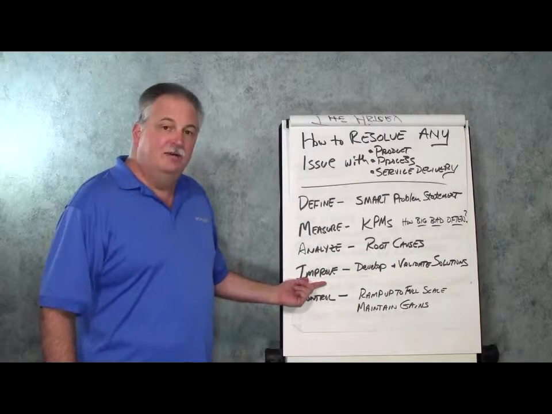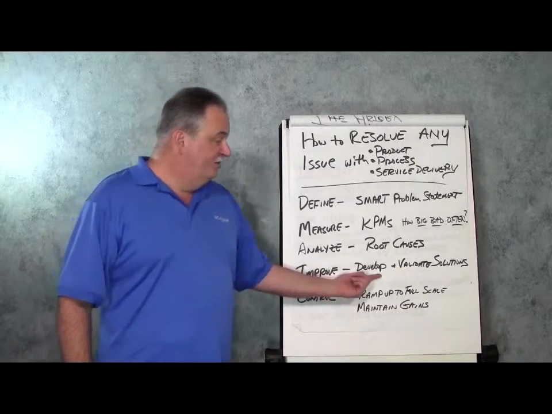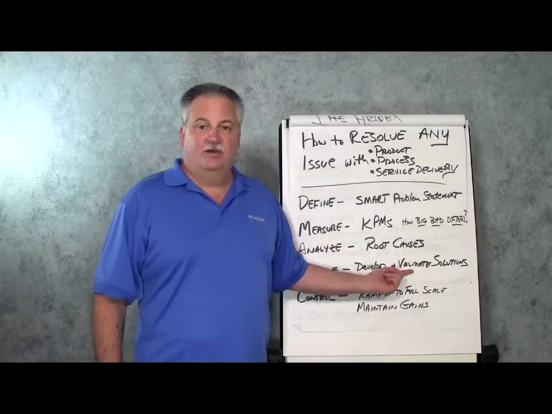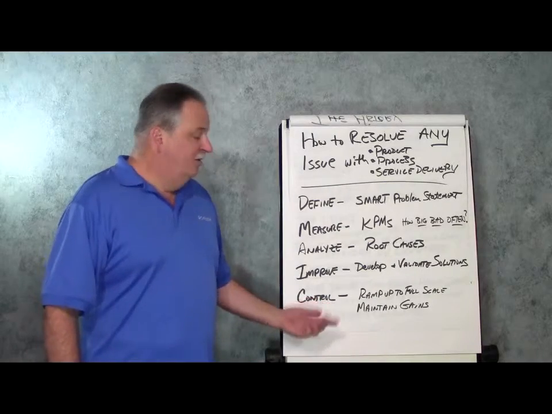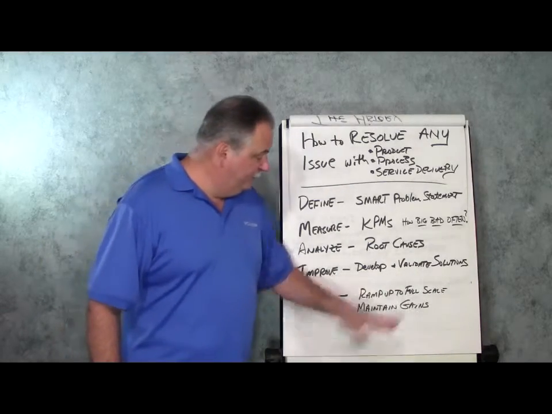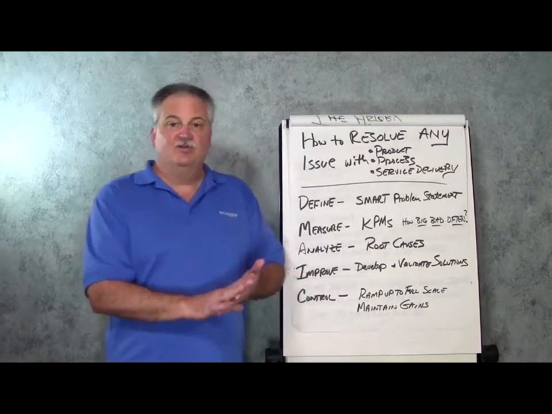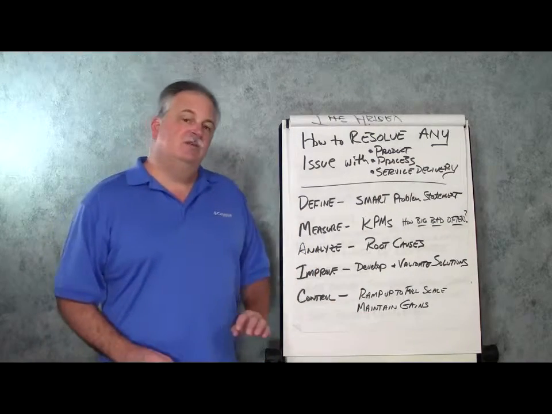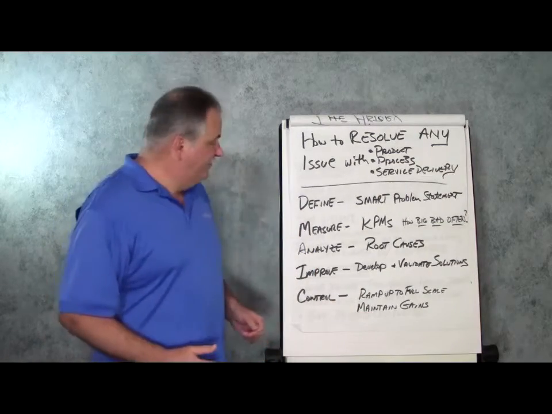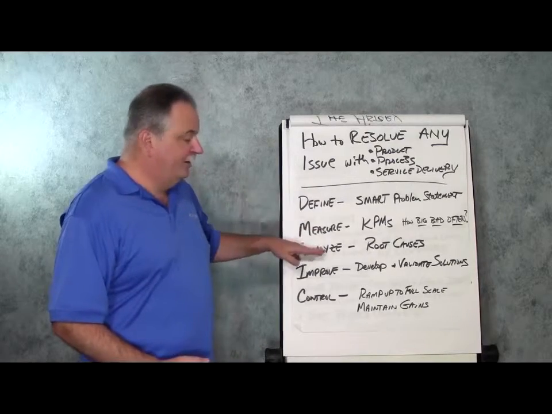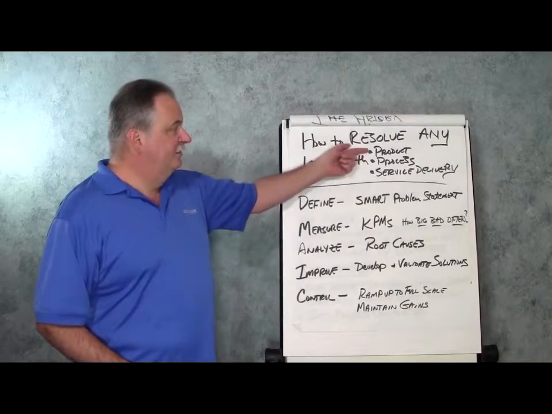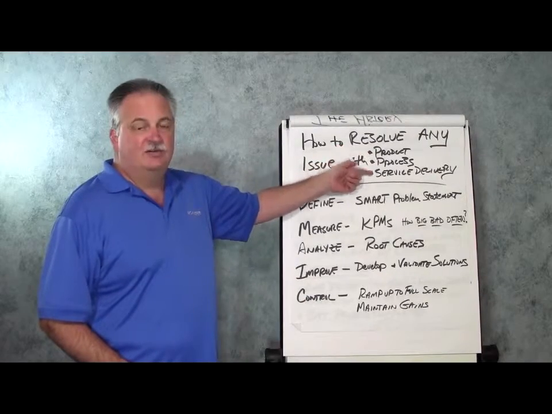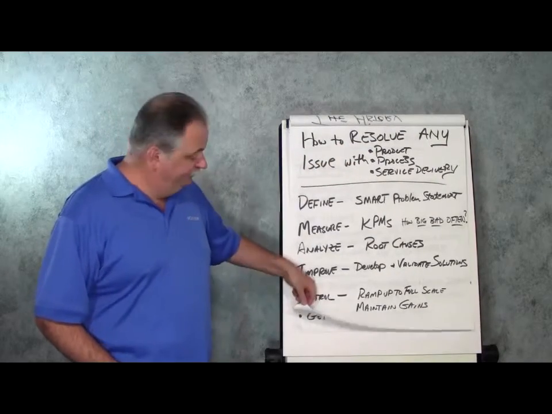We improve after we understood the root causes. We develop and validate our solutions. We make sure they work before we fully implement them. We test them. And then control. We put controls in place, we ramp up to full scale, we maintain our gains, we do all our training, and we put some performance metrics in place to maintain control. So that's DMAIC, define, measure, analyze, improve, and control, and that is a way that we can do away with any issues of products, processes, or service delivery.